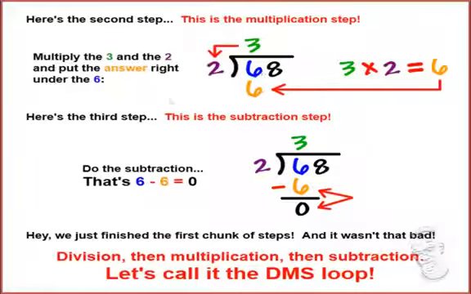Our third step is the subtraction step. Sorry, I'm a little nervous teaching mathematics because I'm accustomed to teaching IT, but nonetheless, all IT people are supposed to have some appreciation for mathematics. The subtraction step: we take the 6 and minus the 6, and we get 0. We have just finished one part of the exercise, and we refer to this as the DMS loop: division, multiplication, then subtraction.